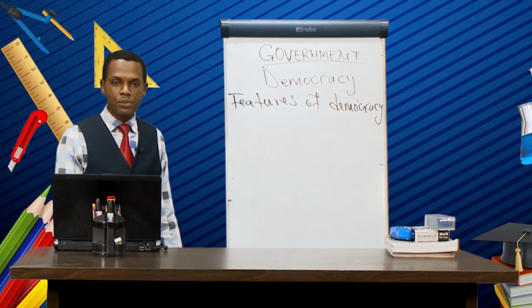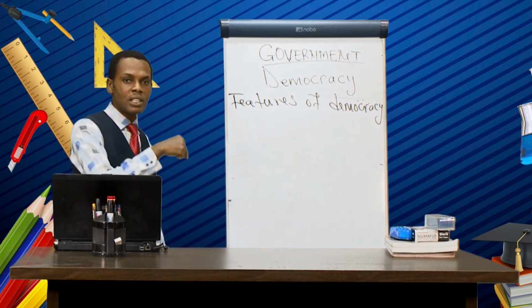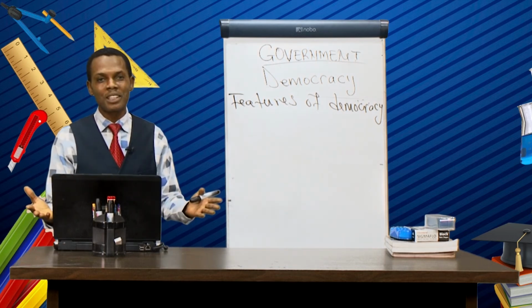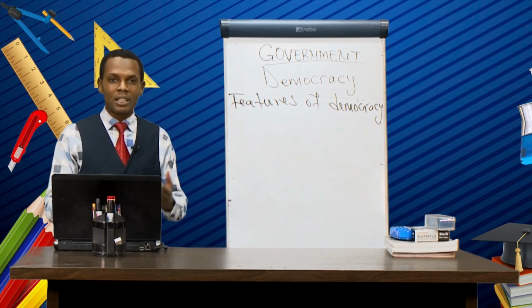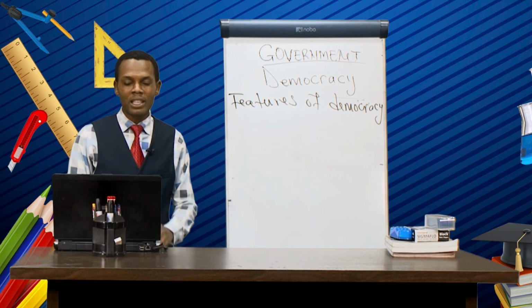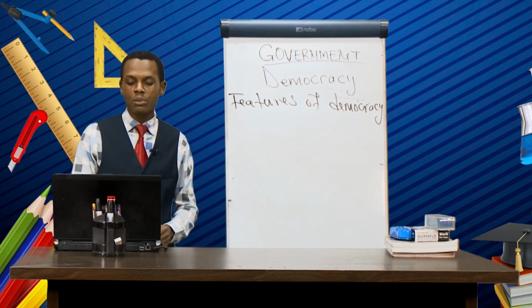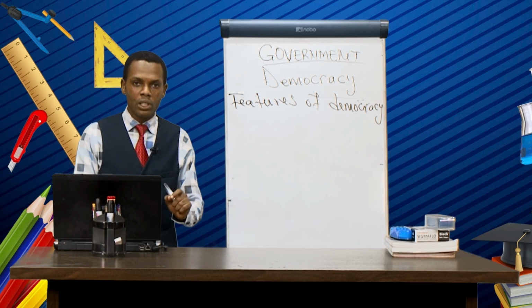In 2015, we conducted election and elected some people. Then in 2019, we conducted election again and elected some people. And in 2023, we are going to conduct another one. That is a feature of a democracy. Number two, equality before the law. In every democratic setting, everybody is equal before the law.